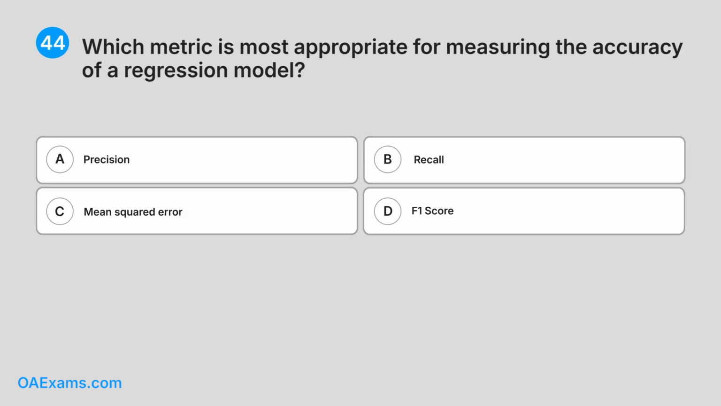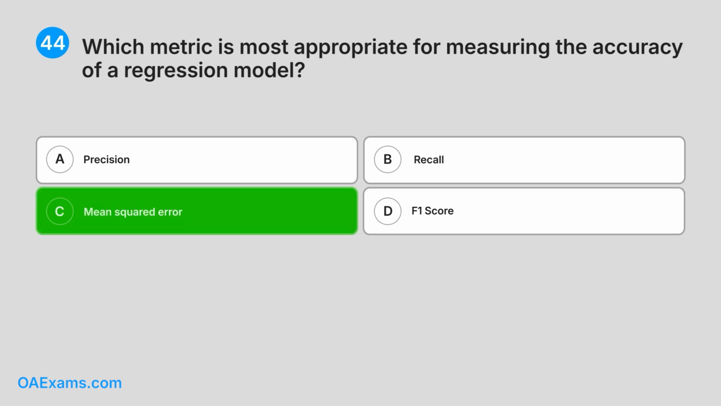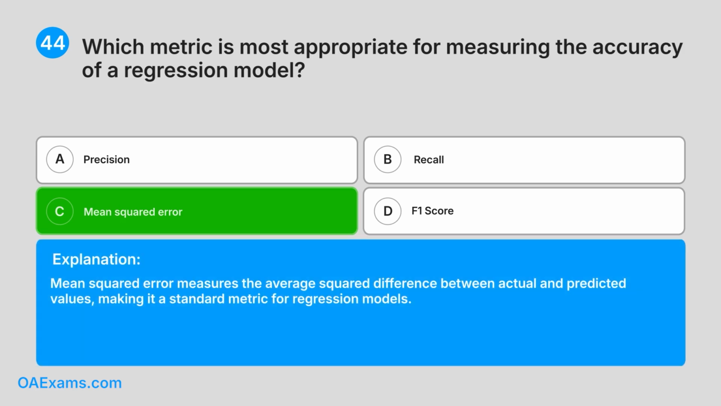44. Which metric is most appropriate for measuring the accuracy of a regression model? A. Precision. B. Recall. C. Mean squared error. D. F1 score. Can you guess the answer? Correct answer, C. Mean squared error. Explanation. Mean squared error measures the average squared difference between actual and predicted values, making it a standard metric for regression models.